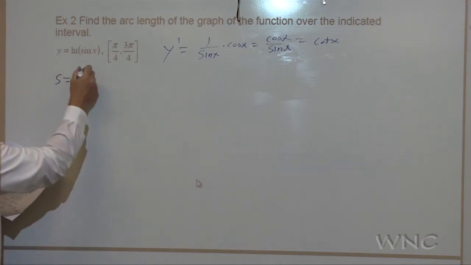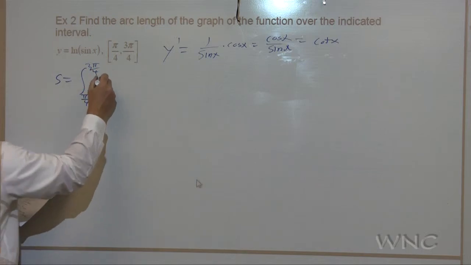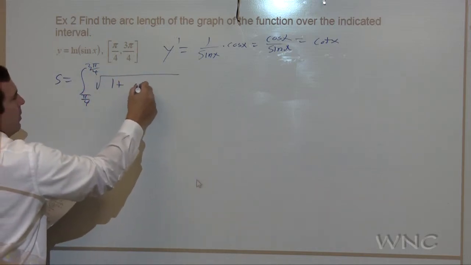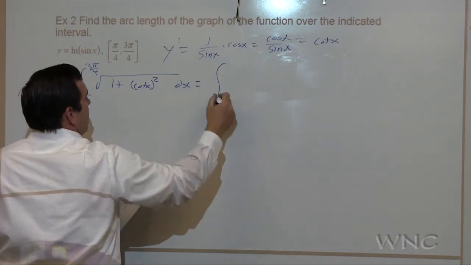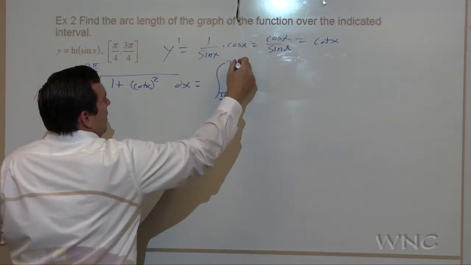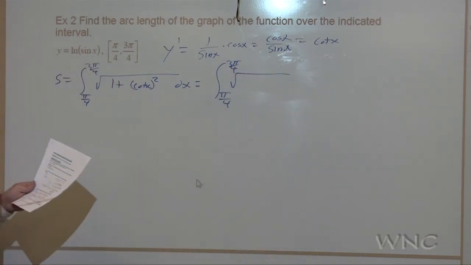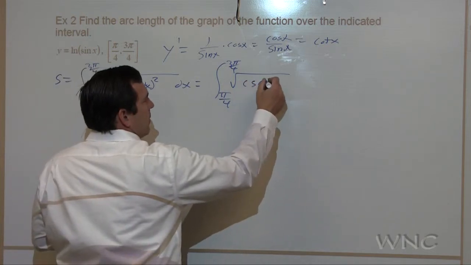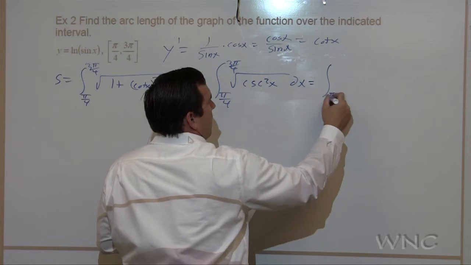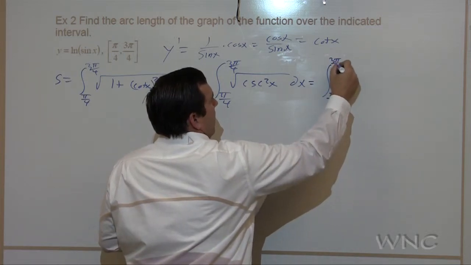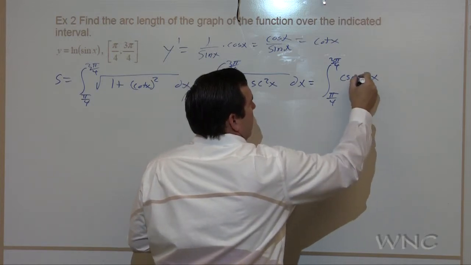So s would be the integral from pi over 4 to 3 pi over 4 of the square root of 1 plus cotangent of x squared dx. Now, what is 1 plus cotangent squared of x? That's cosecant squared x. So we just get cosecant x dx.